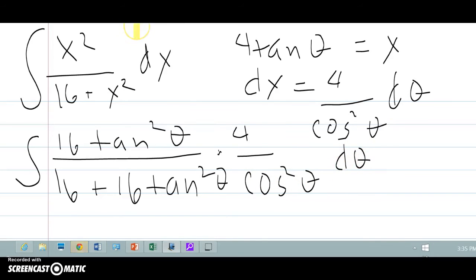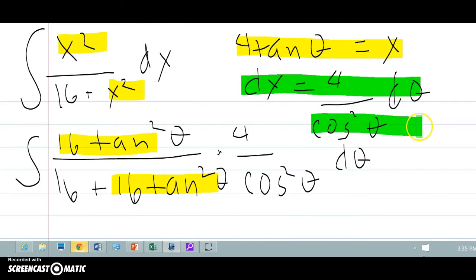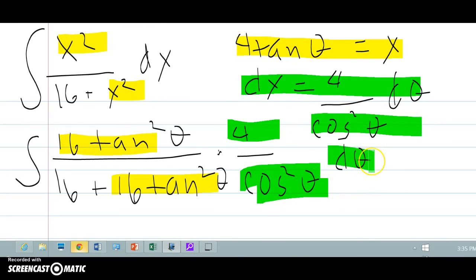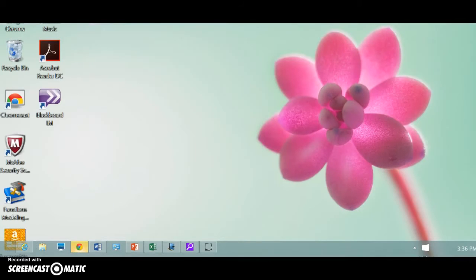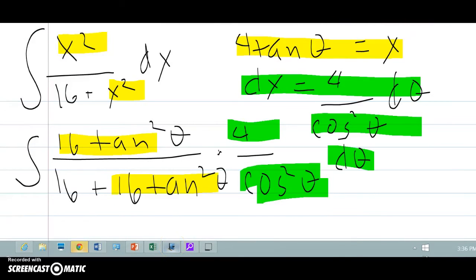Right? So again, x was 4 tangent theta. So I use that to substitute for the x squared. And dx is 4 over cosine squared of theta d theta. What you need now is to remember a trig identity that says 1 plus the tangent squared is secant squared. 1 plus the tangent squared is the secant squared. So we'll put that here.